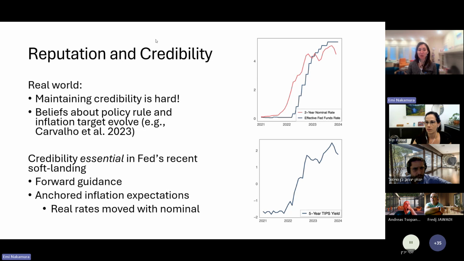Yeah, I completely agree with you. I emphasized some of these issues related to credibility, but I think you're also absolutely right that there's this recent literature on the forward guidance puzzle in the monetary economics literature.